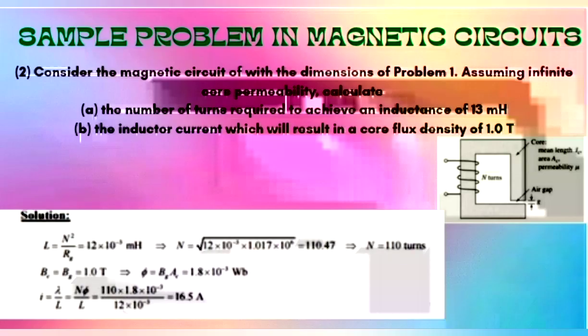Sample 2 considers the magnetic circuit with the dimensions of problem 1, assuming infinite core permeability. Calculate the number of turns required to achieve an inductance of 13 mH, and the inductor current which will result in a core flux density of 1.0 T. It is shown in the solution for the inductance and the flux density.